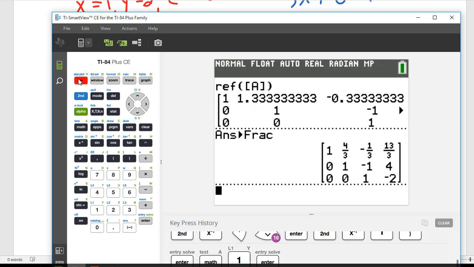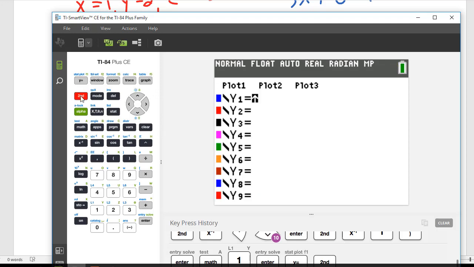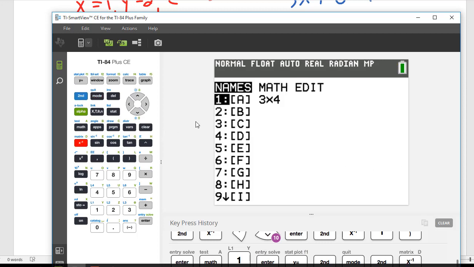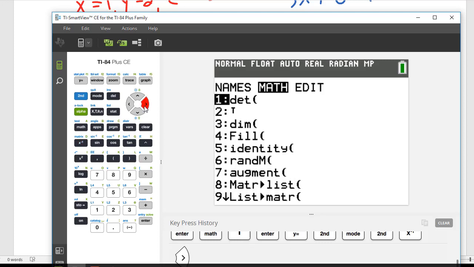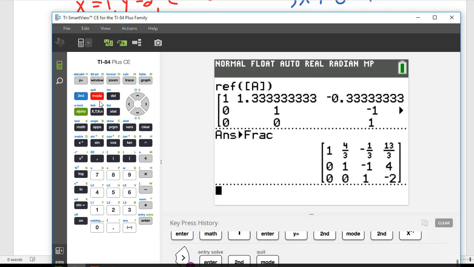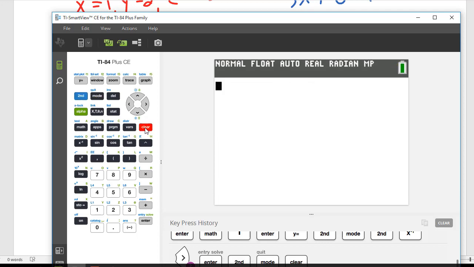Now I had already let me quit to the home screen, right? I had already done second inverse, went to the matrix, and put my matrix into matrix A. So there was my original matrix, right? So let me go back to the home screen. Let me just clear that menu or that screen.